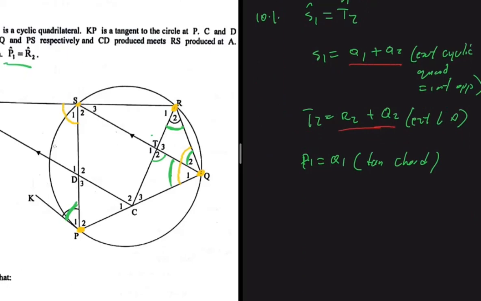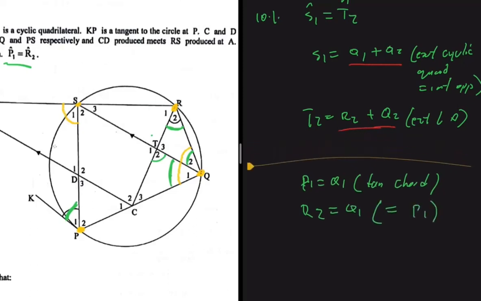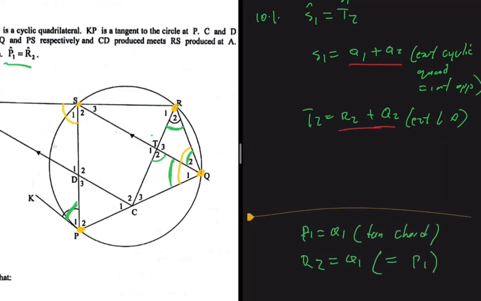So what does that tell us? That tells us that R2 is equal to Q1 because they are all equal to P1, right? So now you should be able to see here, let me show you something. Instead of R2, we can write Q1 because we have proved that R2 is equal to Q1 because they're all equal to P1.